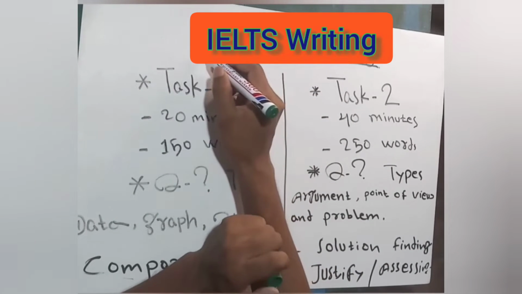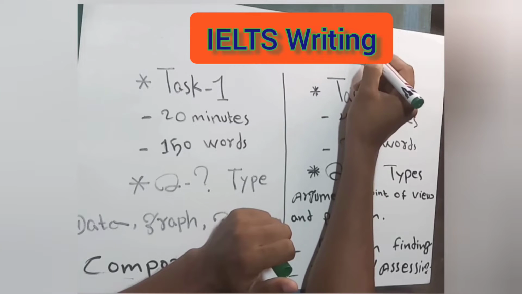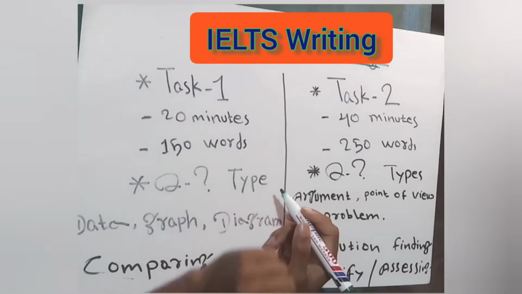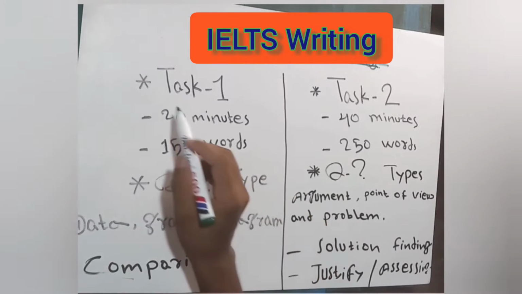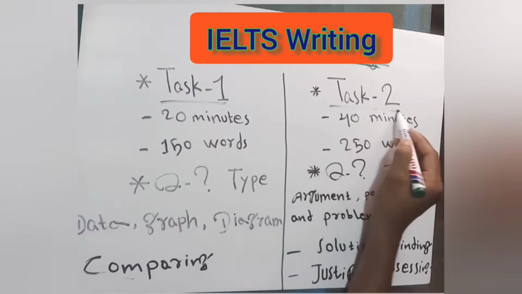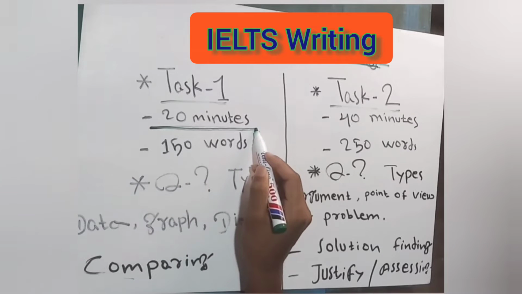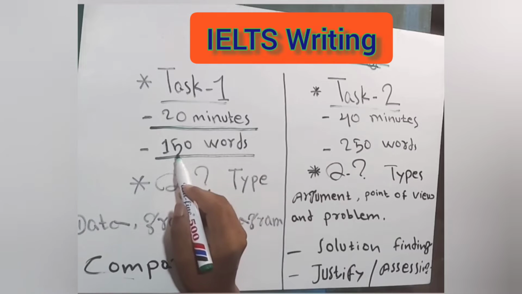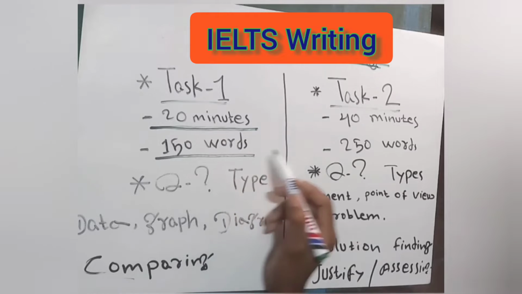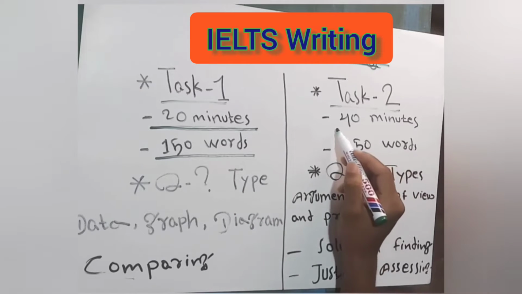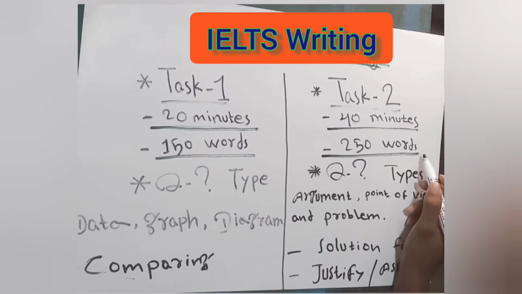Let's see what IELTS writing is, right? In IELTS writing, there will be two tasks, Task 1 and Task 2. In Task 1, you have 20 minutes to complete the task, right? In your Task 1 writing, you should write 150 words, right? And then Task 2. For Task 2, there will be 40 minutes. You have to write approximately 250 words, right?